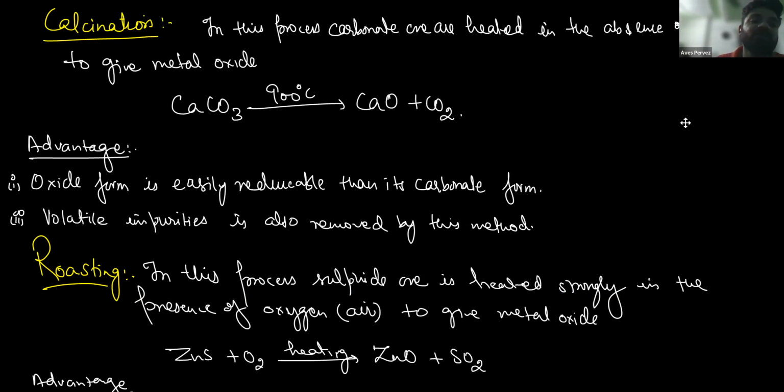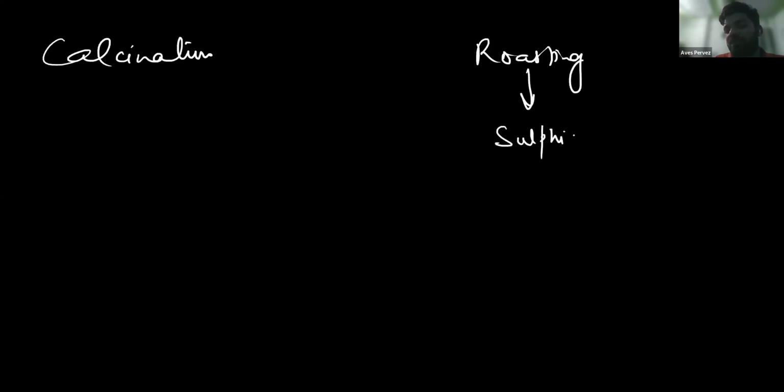Okay. Let's move further. In this process, carbonate ores are heated in the absence of air to give metal oxide. What is calcination? Now we have two types of steps. One is calcination, another one is roasting. Roasting is done for sulfide ore, and calcination is done for carbonate ore.